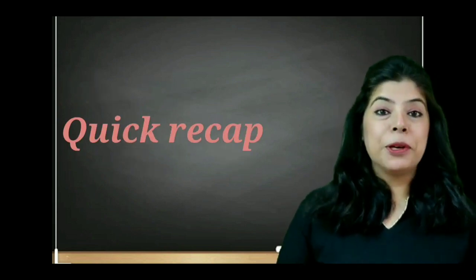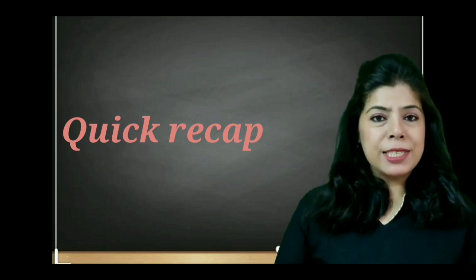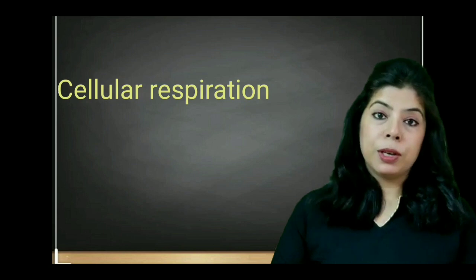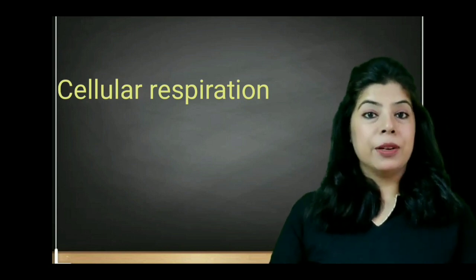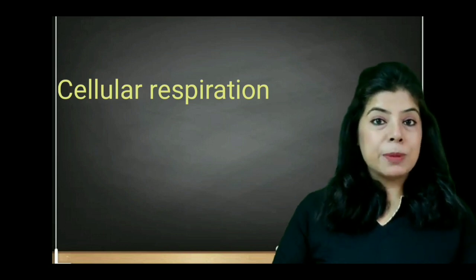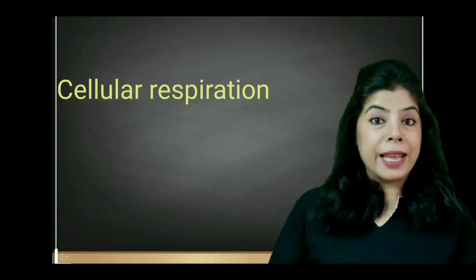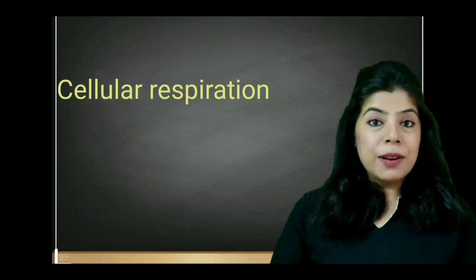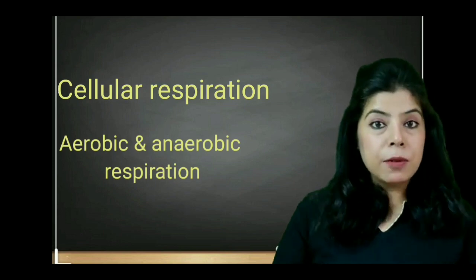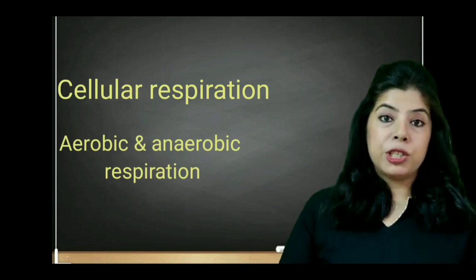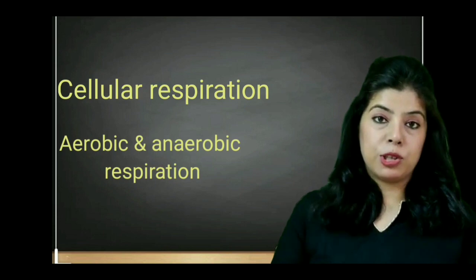Hey children, now it's time for a quick recap. I'll just take 2 minutes of yours to quickly revise whatever we did today. We started with cellular respiration. Cellular respiration is the process by which the food or the glucose is broken down in the cell to release energy, carbon dioxide and water. It starts in the cytoplasm and ends in the mitochondria. Cellular respiration can be of two types: aerobic respiration when it occurs in the presence of oxygen, and anaerobic respiration when it takes place in the absence of oxygen.